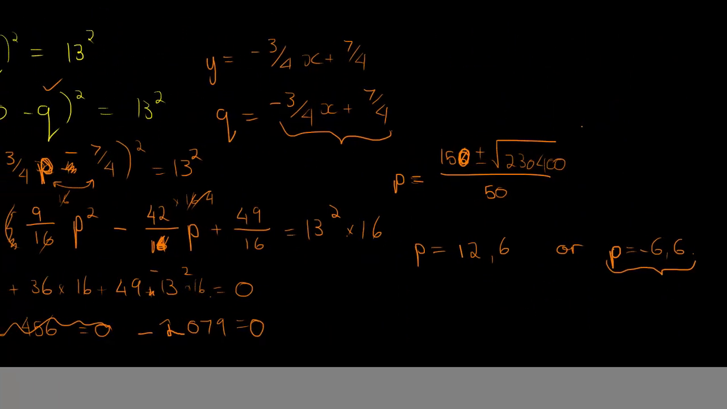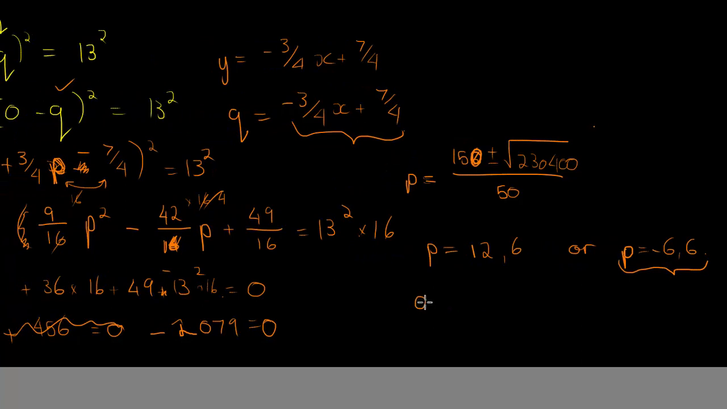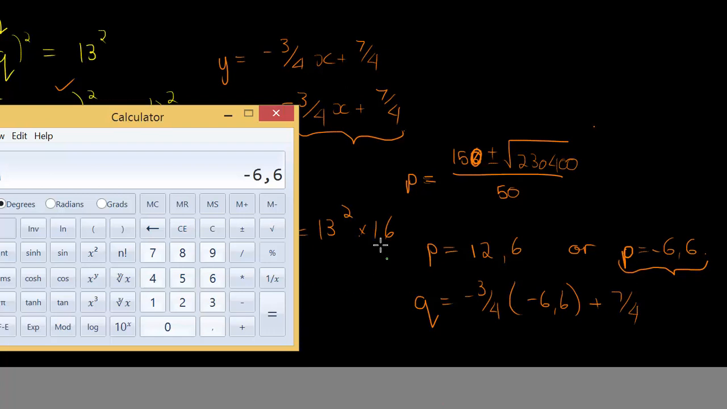Oh no, that's not finished, because now we need q. So q is equal to negative 3 over 4 times negative 6,6 plus 7 over 4, and that gives me, okay, 6.6 times negative 3 over 4 plus 7 over 4 is equal to 6,7.